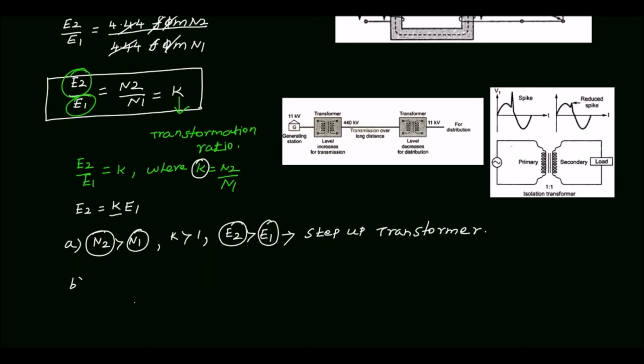Second case, if N2 is less than N1, the number of turns in the secondary is less than the number of turns in the primary, then K will be less than 1, then E2 will be less than E1. So if the secondary induced EMF is less than the primary induced EMF, it will be a step down transformer.